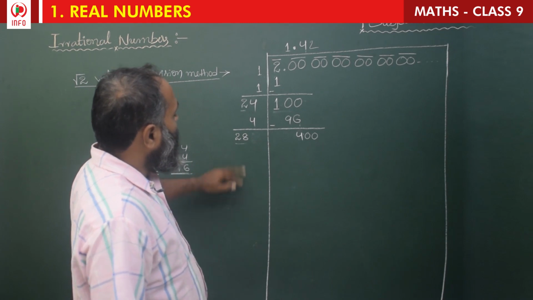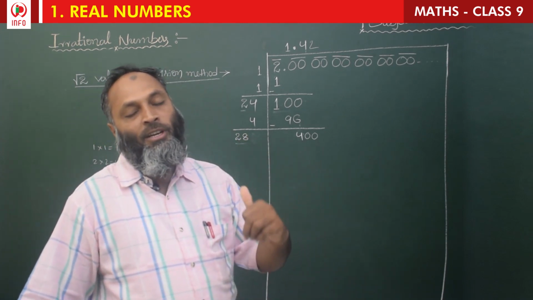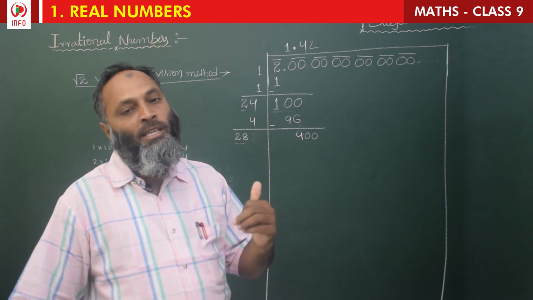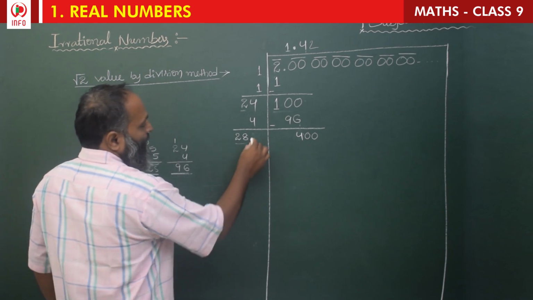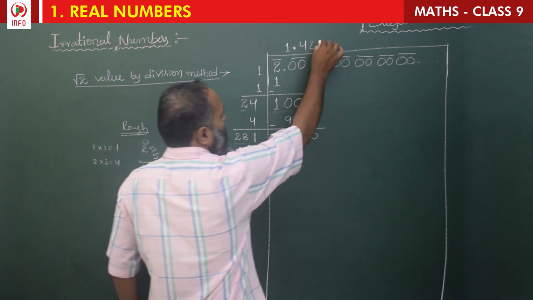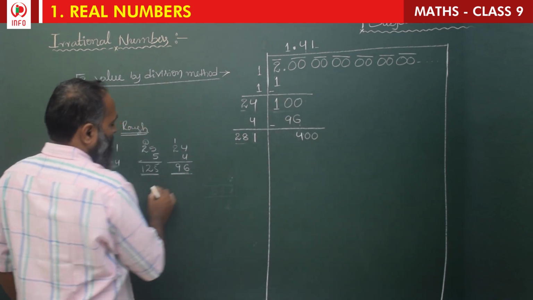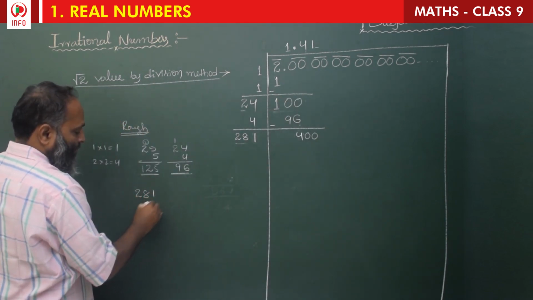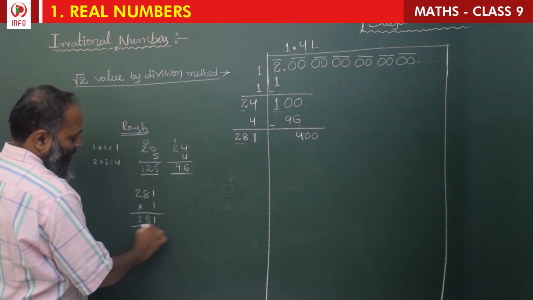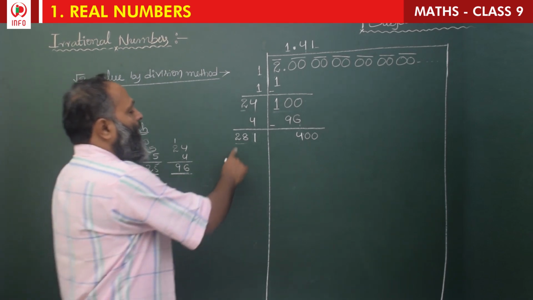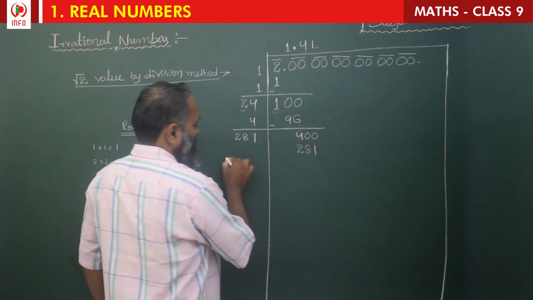So now in the 28 table, when will you get this 40? 28 1s are 28, 28 2s are 56. 56 is more, which means 28 1s we should take. 28 1s means here 1 and here 1 we should take. So then 281: 1 1s are 1, 1 8s are 8, 1 2s are 2. 281 1s are 281, 281.